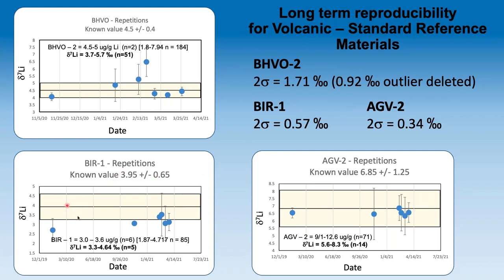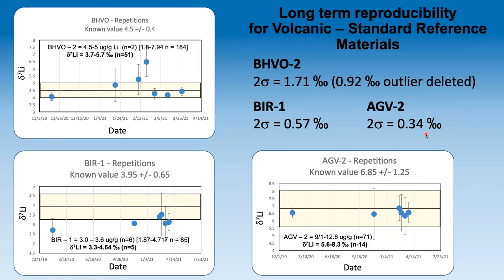BIR. Again, 3.9, the shaded box here is our recommended values, but we can go as low as 3.3 off of a whopping 5 analyses. But nonetheless, we're looking at somewhere just over 3 with a long-term stability of 0.57 per mil. We're way under our 1 per mil. The andesite from Guano Valley, it is dead on. We are right where we should be in all of these analyses, and we're getting long-term precisions of 0.34 per mil. So our quad is doing every bit as good as a multi-collector in this respect.